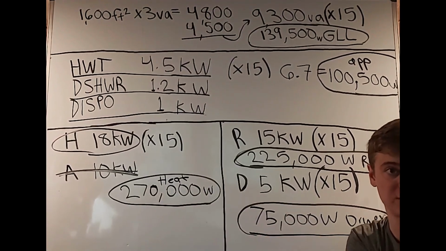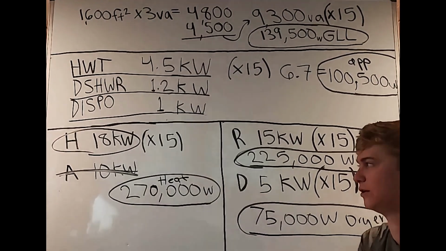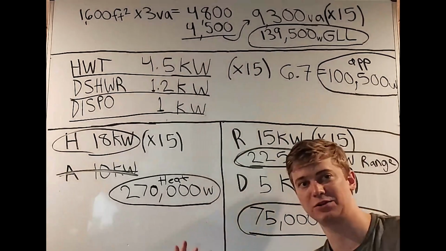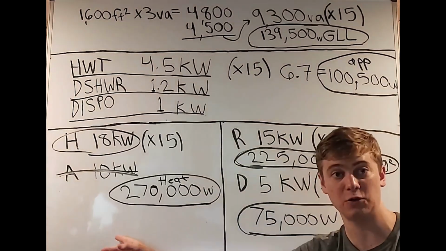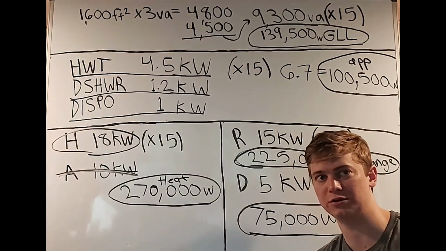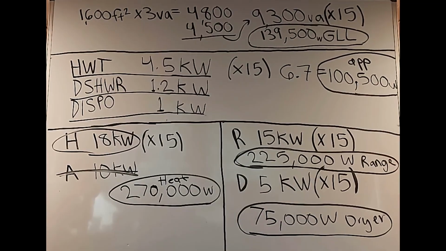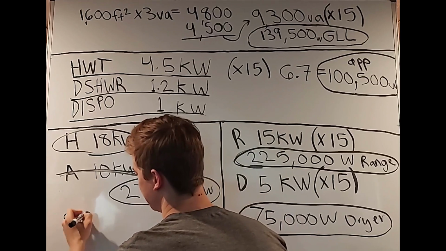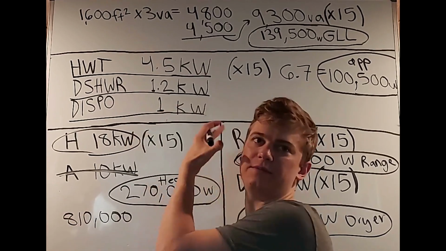Or if you, for some reason, want to find your demand factor first, you can do it that way. Now, I'm just going to add everything together right now, get my total number, and then we're going to look in the code book for the demand factor, and then we'll get our total demanded load for this multifamily. Okay, so we're going to get 139,500 plus 100,500 plus 270,000 plus 225,000 plus 75,000. That ended up giving me 810,000. So now I'm going to add everything back a second time.